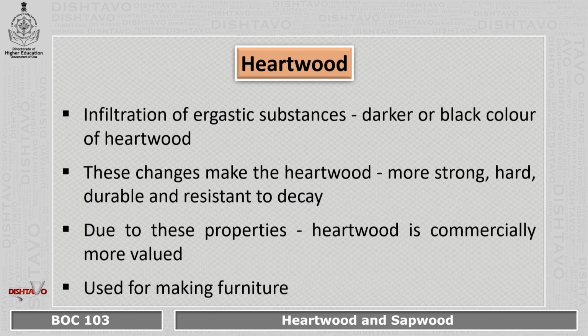The infiltration of ergastic substances such as resins, oils, gums, and tannins result in the darker or black color of the heartwood. These changes make the heartwood more strong, hard, durable, and resistant to decay. And due to these properties, heartwood is commercially more valued. It is used for making furniture.